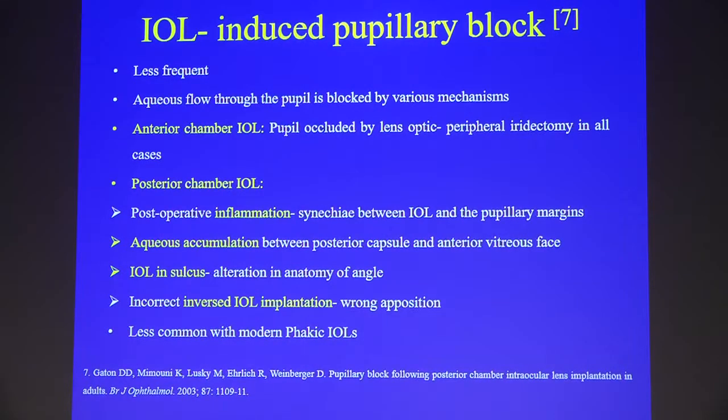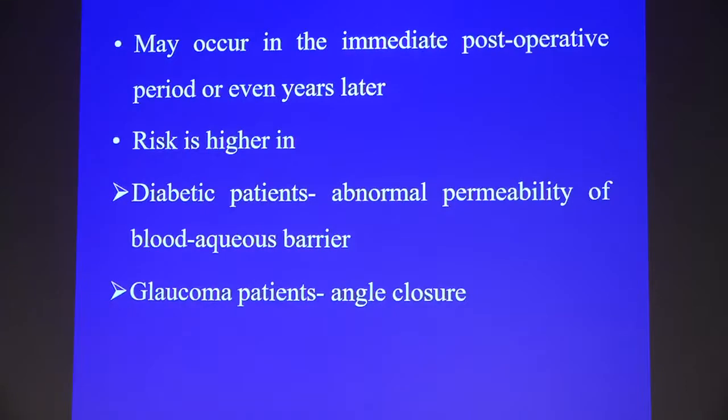IOL-induced pupillary block is less frequent, but aqueous outflow through the pupil is blocked by various mechanisms. It could be an anterior chamber IOL, where pupil occlusion is by the lens optic, and peripheral iridectomy in all cases works well. Then with a posterior chamber IOL: post-operative inflammation, aqueous accumulation between the posterior capsule and anterior vitreous face, an IOL in the sulcus, which alters the anatomy there, and incorrect inverse IOL implantation. That is, of course, a wrong orientation and less common with modern phakic IOLs.